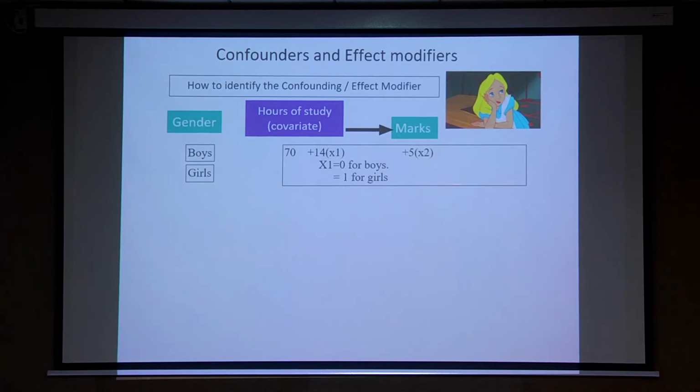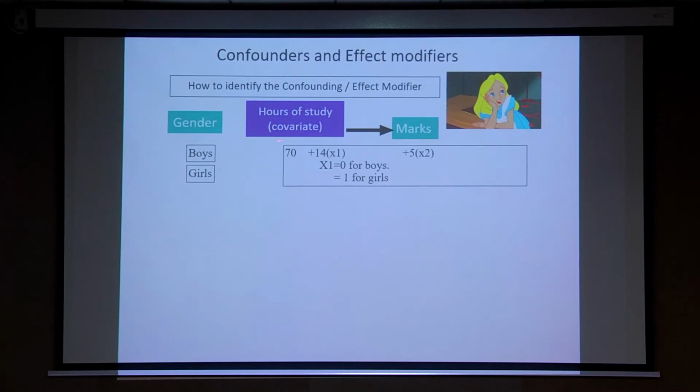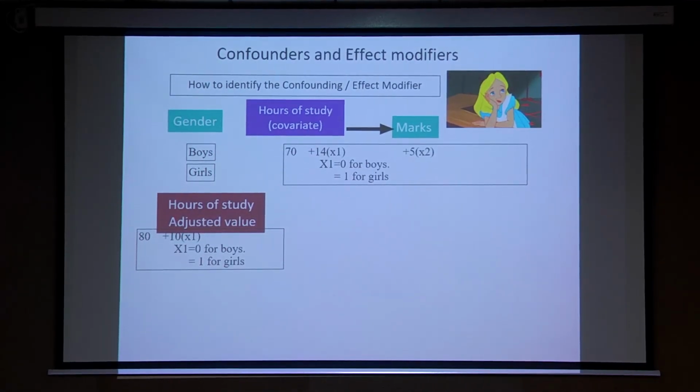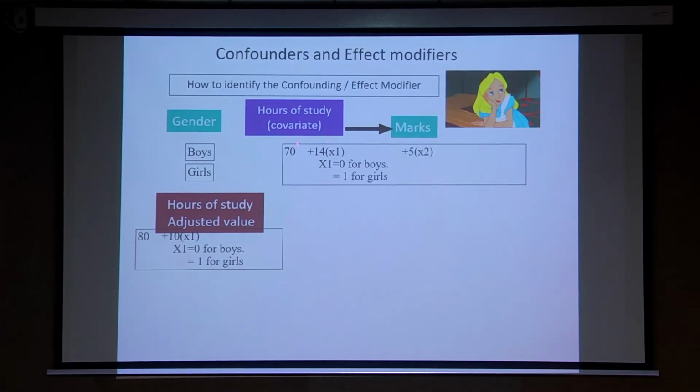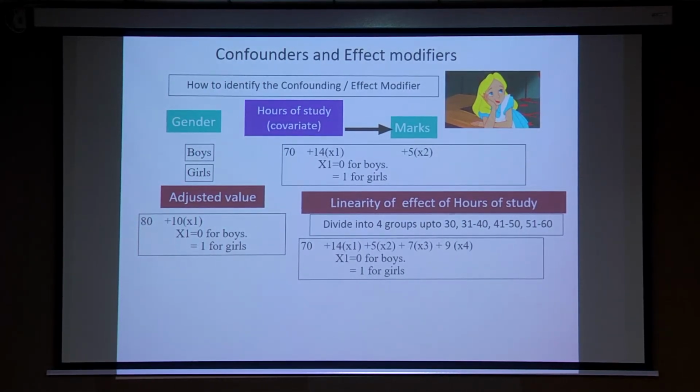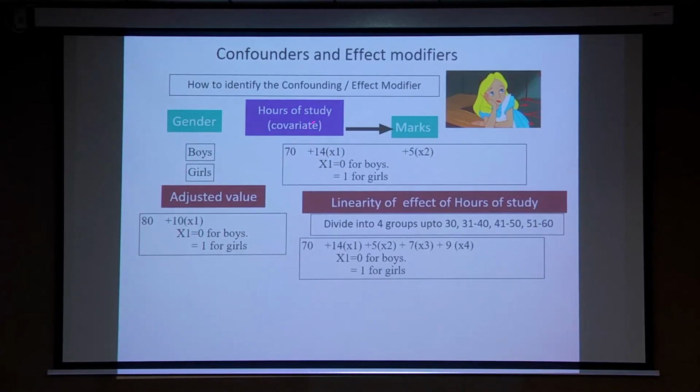This one is, you have found the confounder. Here is the continuous data. When the confounding factor is continuous data, you call it a covariate. Then what you should do, you have to calculate the adjusted value. See, here it is 70. If you have arrived at the adjusted value, there is a difference. So it could be an interacting factor, that is the effect modifier. The hours of study is an effect modifier.